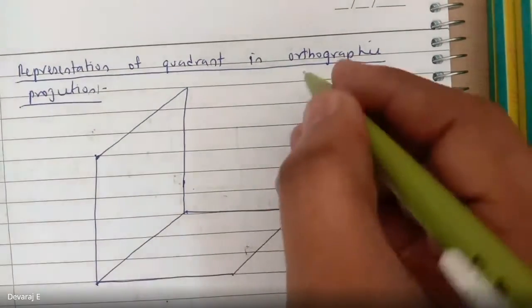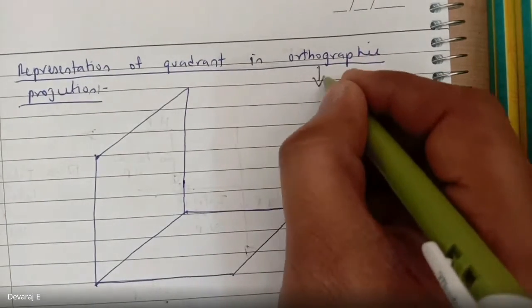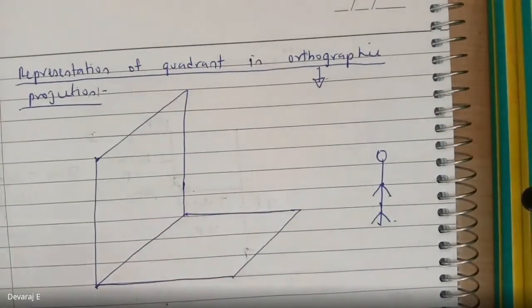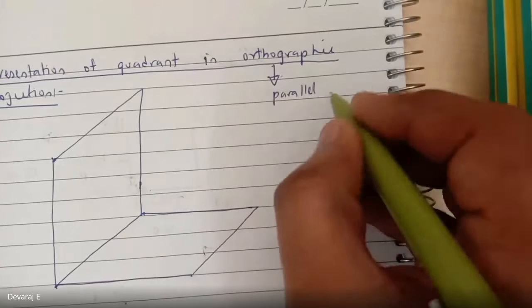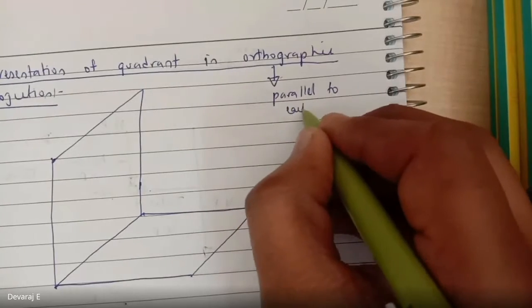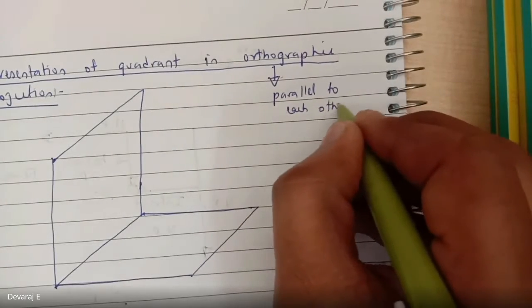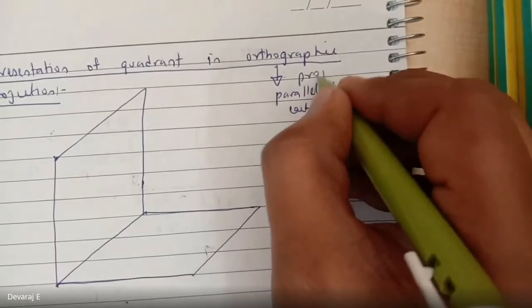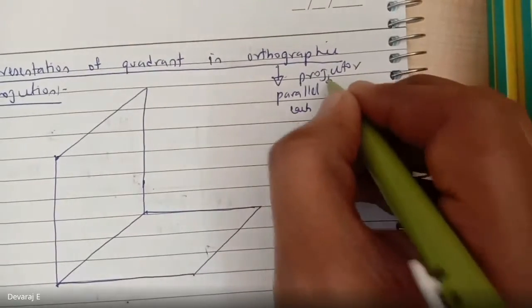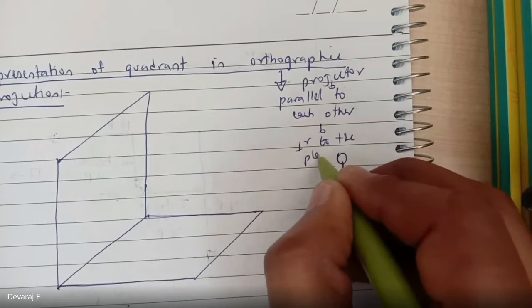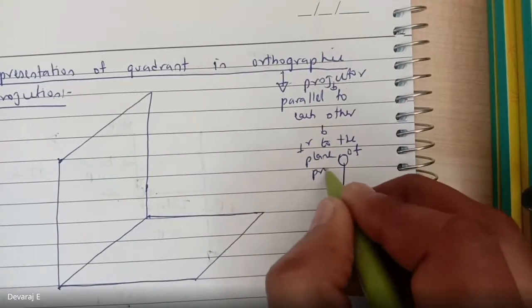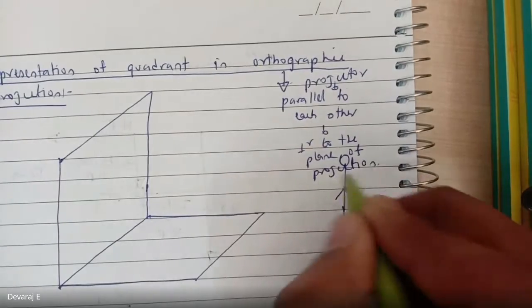Can anyone tell me what is the meaning of orthographic? When the rays of light are parallel to each other and perpendicular to the plane of projection. Good. Those are projectors. Projectors should be parallel to each other and perpendicular to the plane of projection. That is called orthographic projection, right?